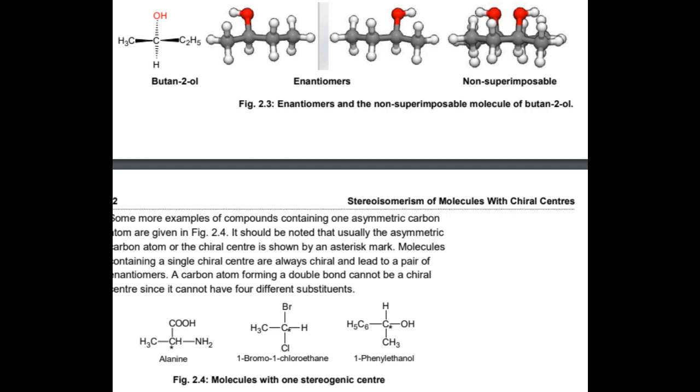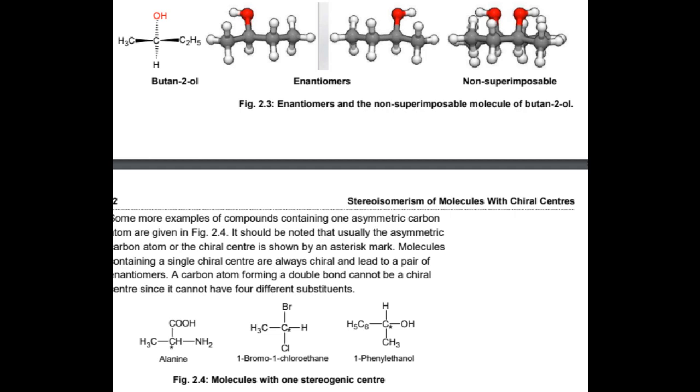mentioned earlier. Also, according to IUPAC rules, the term chiral center is used for stereochemical notation. The enantiomers of butan-2-ol are represented as shown in Figure 2.3. It can be seen that the two are non-superimposable. Figure 2.3, enantiomers and the non-superimposable molecule of butan-2-ol. Some more examples of compounds containing one asymmetric carbon atom are given in Figure 2.4.